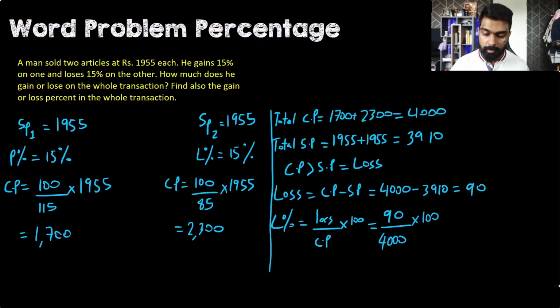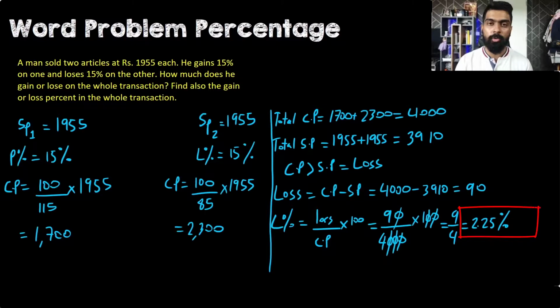Now let's see what can simplify. This 2 zeros, this 2 zeros can simplify, this 0 and this 0 can simplify, and 9 over 4 is equal to 2.25%. So the total loss percentage in this one will be 2.25%. Alright guys, now that is how we would solve this question.